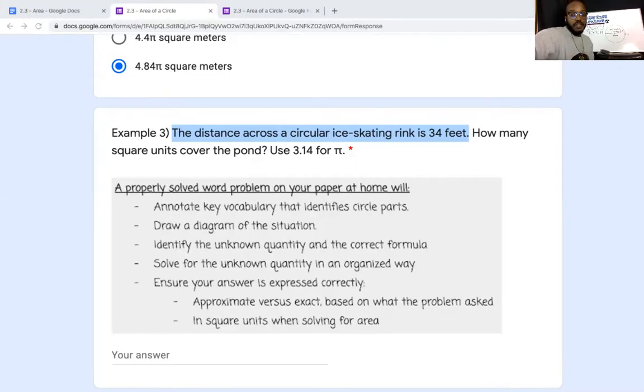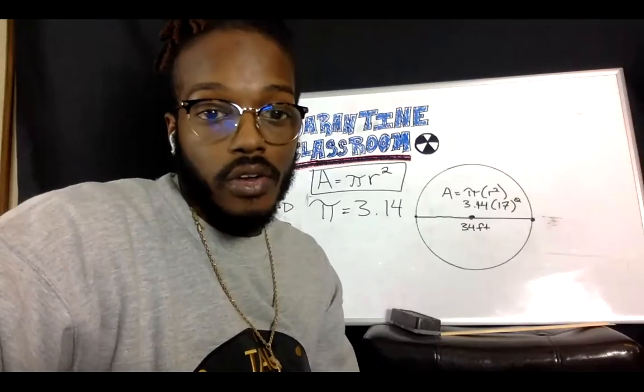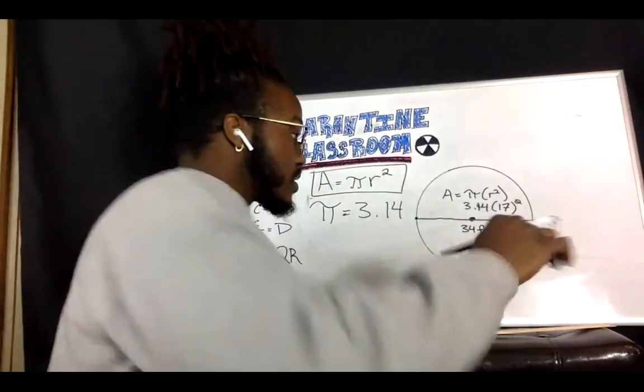So we need to solve for the unknown quantity in an organized way. We've already set up our information so that it's organized, and then we have to ensure that we're expressing our answer correctly by making sure that it's approximate versus exact based on what the problem asks. This one asks us to be approximate by using 3.14, and then we have to square the units when we're solving for area. So I'm going to go back to the work on the board so that your paper looks like this.